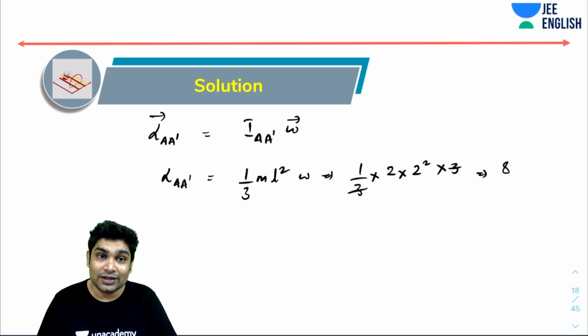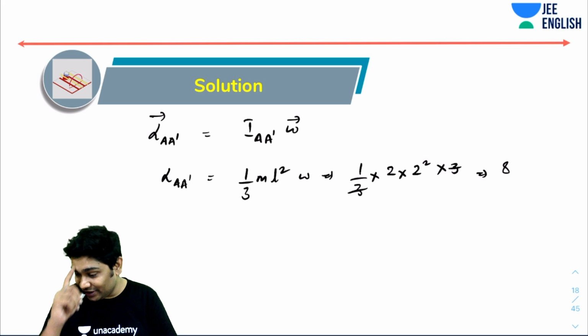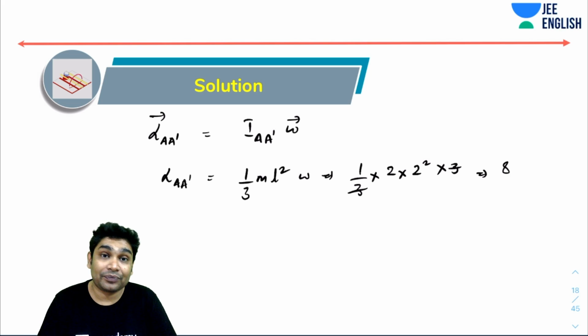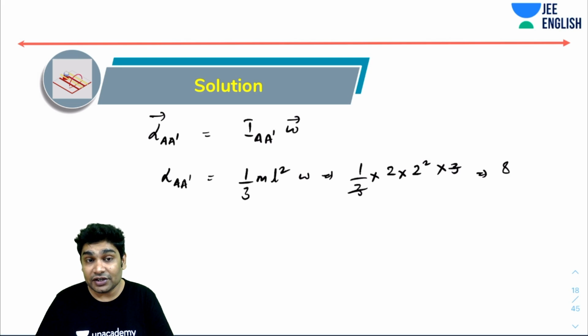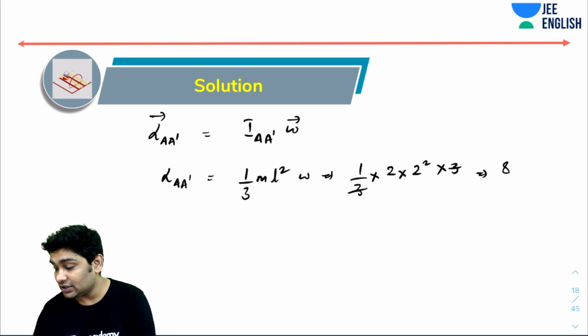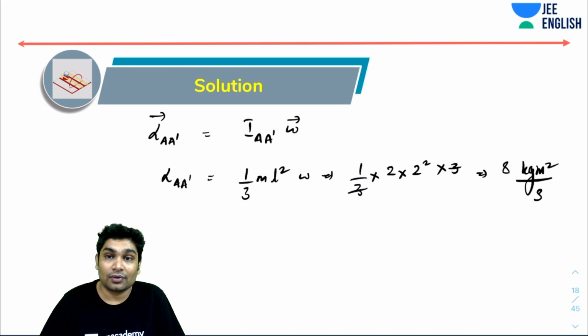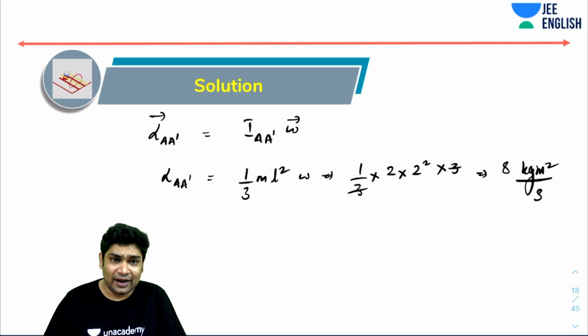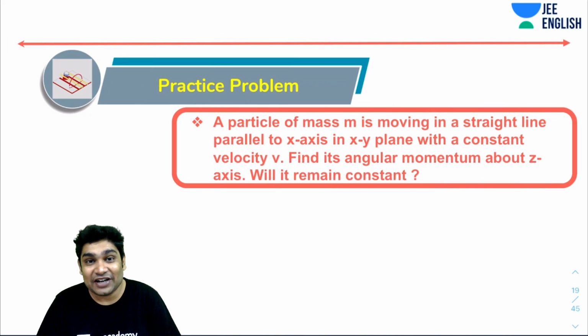Okay, what are the units? Think about the units. What are the units going to be? So it's moment of inertia times omega. Moment of inertia was kg meter square, and omega units would be per second. Kg meter square over second. Okay. All right. I hope that was an easy one. So let's try one more.